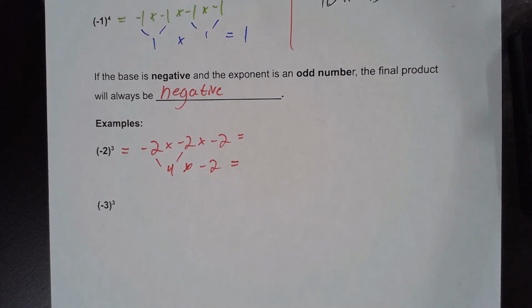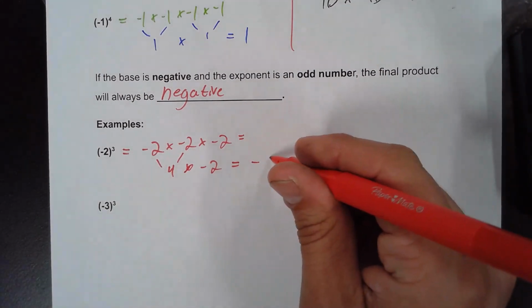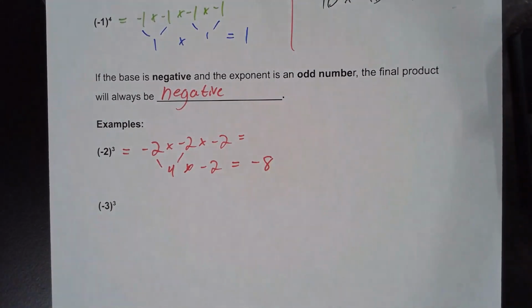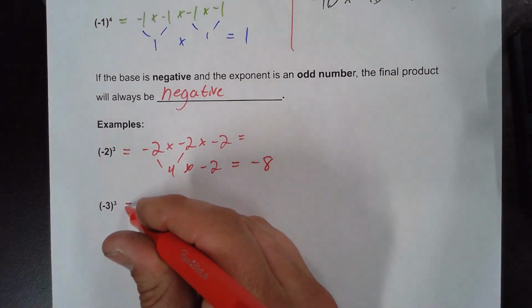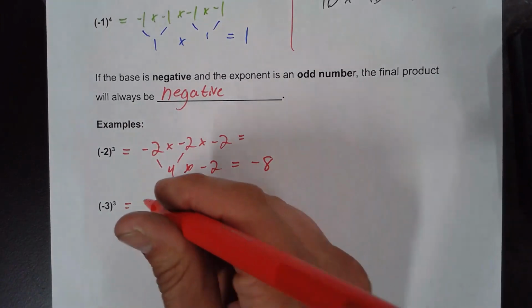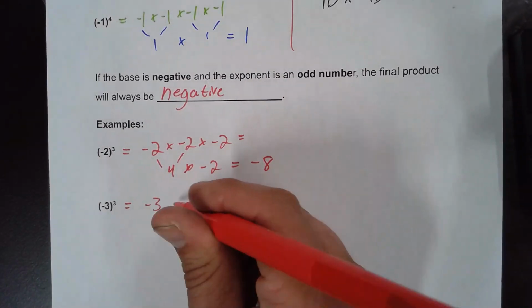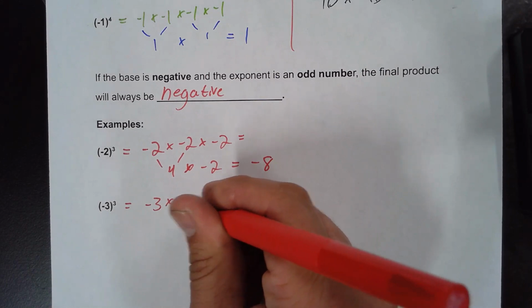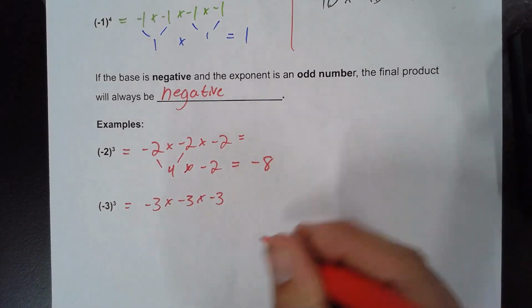Negative 8. Because I have an odd number of negative signs, my final answer is negative. So negative 2 to the third power is negative 8. And here's another example, negative 3 to the third power. That would be negative 3 times negative 3 times negative 3.